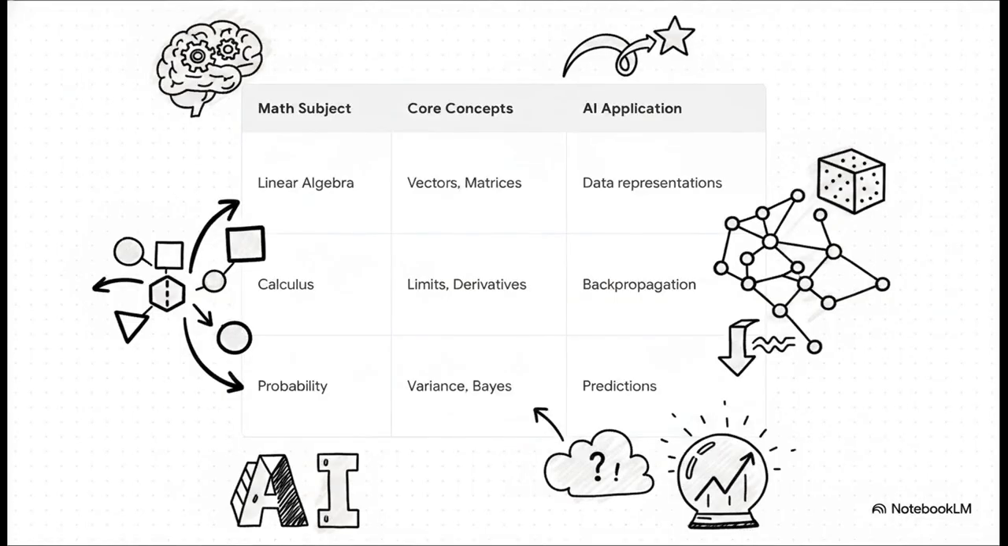Now, I know what you're probably thinking. Math. But what's truly fascinating is exactly why you need it. You aren't just learning calculus or linear algebra to pass a test. Linear algebra, vectors and matrices, is exactly how AI structures and represents data under the hood. Calculus, specifically derivatives and the chain rule, is the literal gravity holding your neural networks together through a process called backpropagation. And probability and statistics? Well, that's what allows your models to navigate uncertainty and make actual reliable predictions.